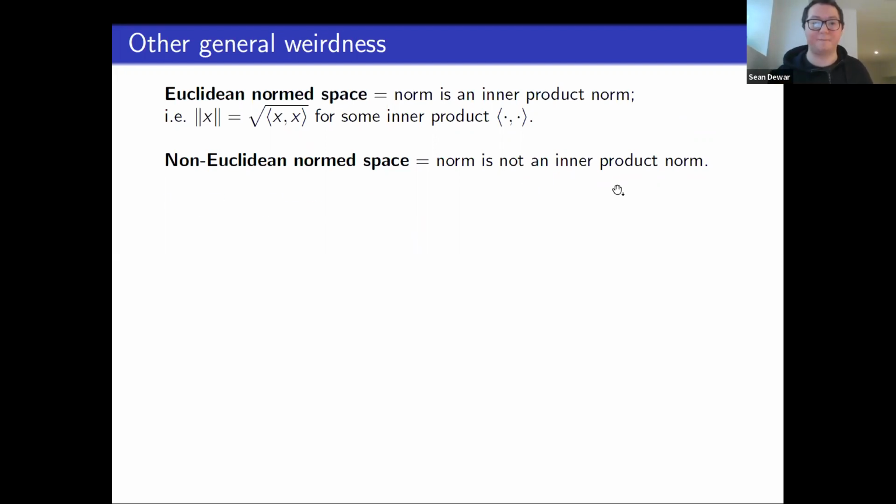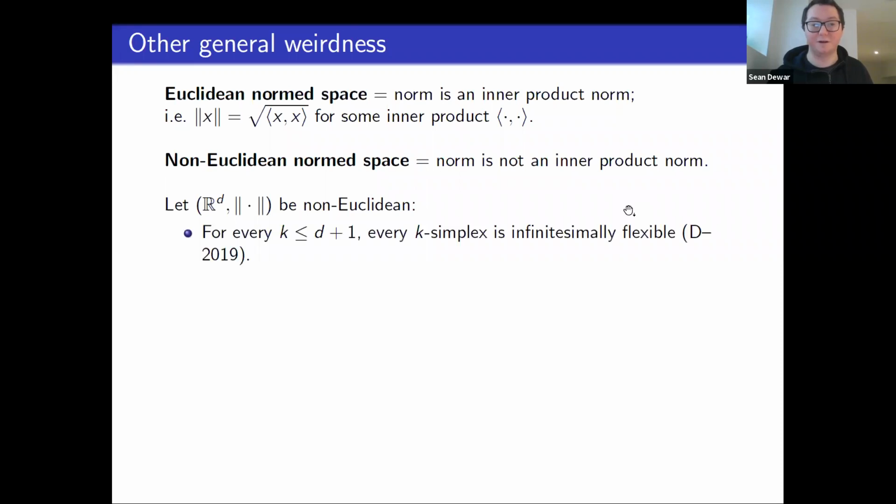Okay. Right. So we're going to take a framework in a non-Euclidean space, or we're just going to take a non-Euclidean space actually. So for every k less than or equal to d plus 1, every k simplex, so just a framework on k vertices, so you can just think of it as the complete graph on k vertices, that will always be infinitesimally flexible. So this answers Lewis's question.